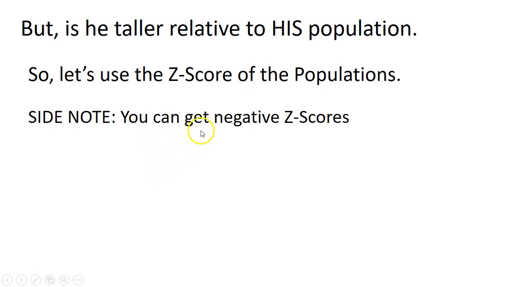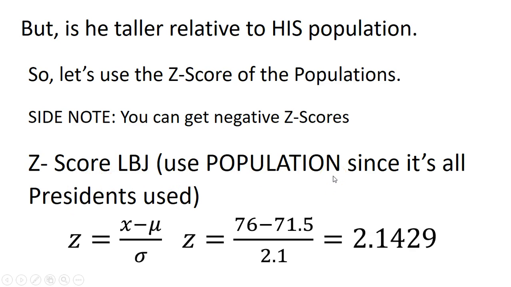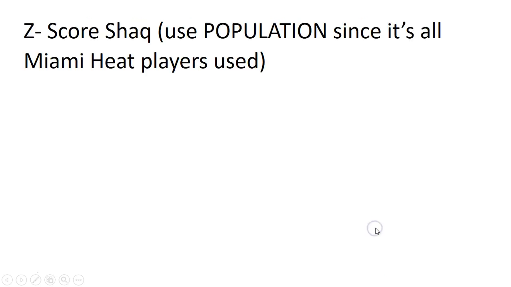And note, you can get negative z-scores. It's fine. It just means it's on the negative side of the mean, as in on the left side of the mean. So for Lyndon B. Johnson, we use population, since it is every president up to that point. So when we do that, it is 76, his height, minus the average, divided by the standard deviation. We find out that he is 2.1429 standard deviations above the mean.